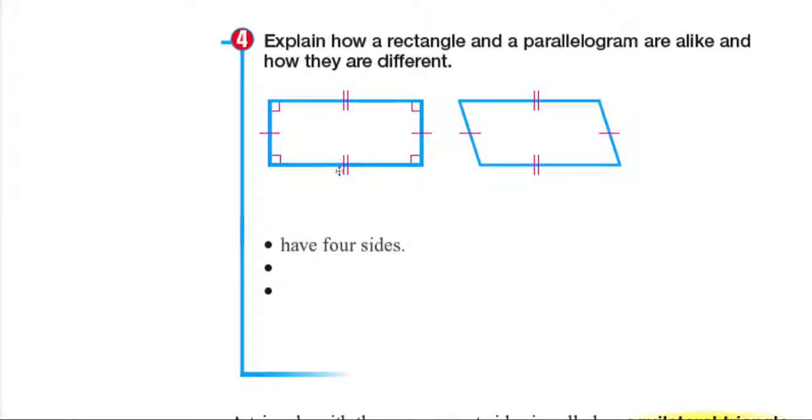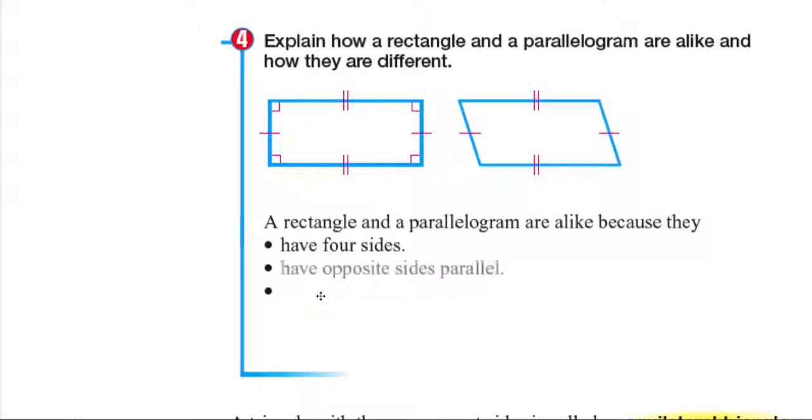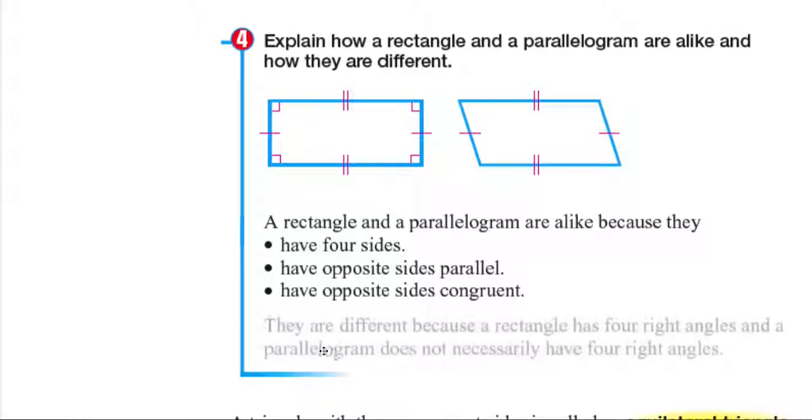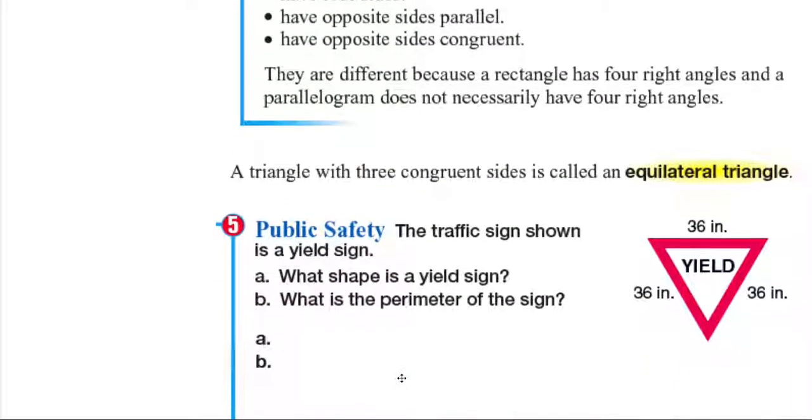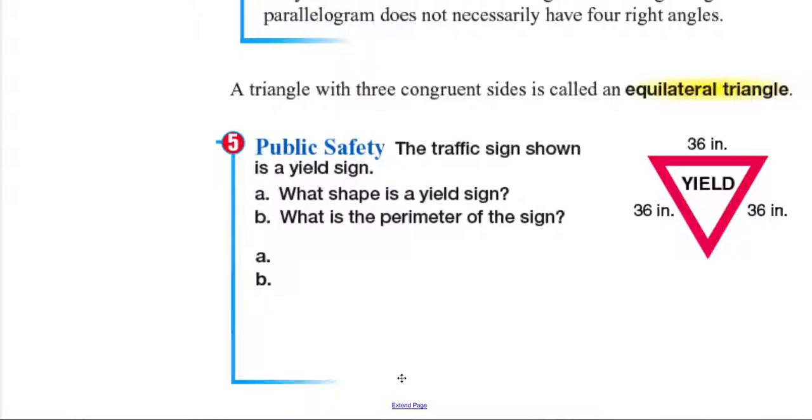Well, let's take a look at this one. A rectangle and a parallelogram are alike because they have four sides. They have opposite sides parallel, and they have opposite sides congruent. And they are different because the rectangle has four right angles, and a parallelogram does not necessarily have four right angles. Okay, let's take a look at example number 5.